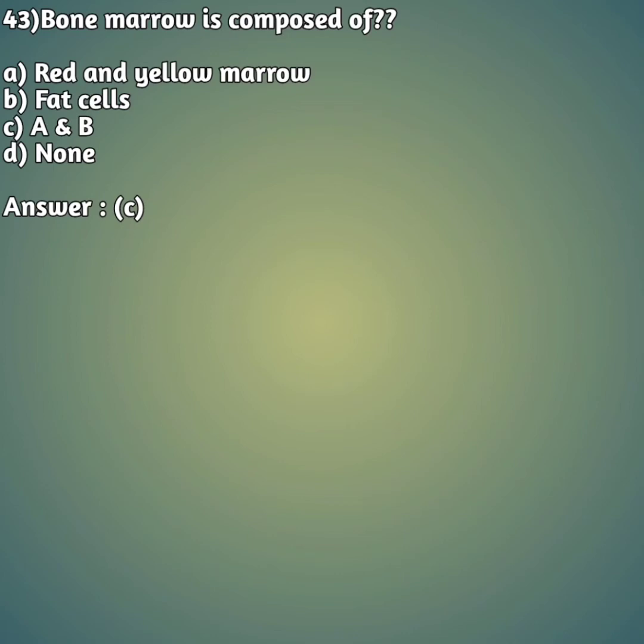So friends, the right answer is answer C, A and B, that is bone marrow is made up of, composed of red and yellow marrow and also fat cells. Moving to our 44th question.